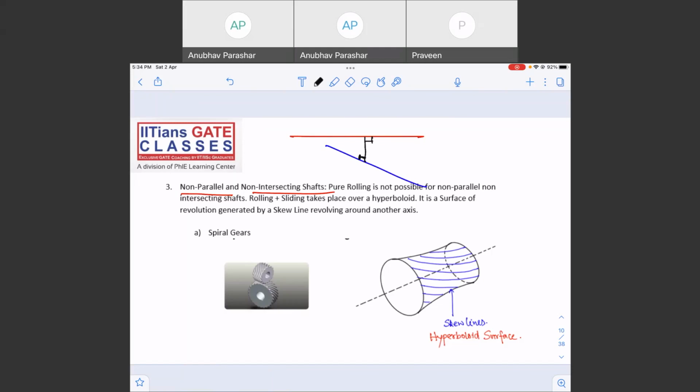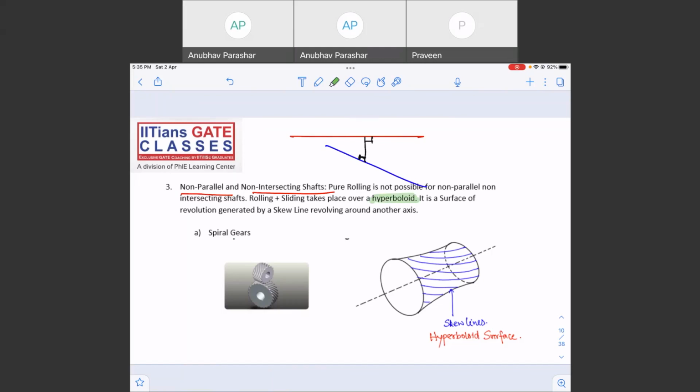non-parallel and non-intersecting shafts. So pure rolling is not possible if the shafts are something like this. Pure rolling is not possible. So what is possible? Rolling plus sliding, right? Here the teeth will be formed on a hyperboloid. On a hyperboloid, the teeth will be formed.